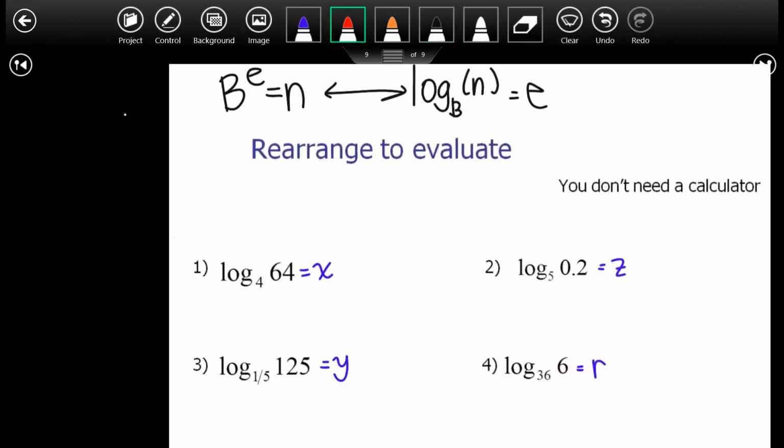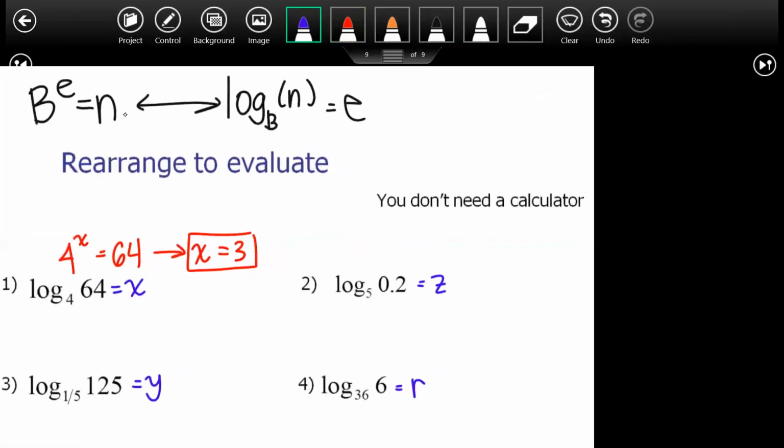Look at our first example. If I want to convert this, all I want to do is change my bases. So 4 to the x power is going to be equal to 64. What is x equal to? Can we find that out? What do I need to raise 4 to in order to get 64? 3. Very simple. So log base 4 of 64 might be a little bit confusing, but if you convert it back into exponential, it actually looks very nice.